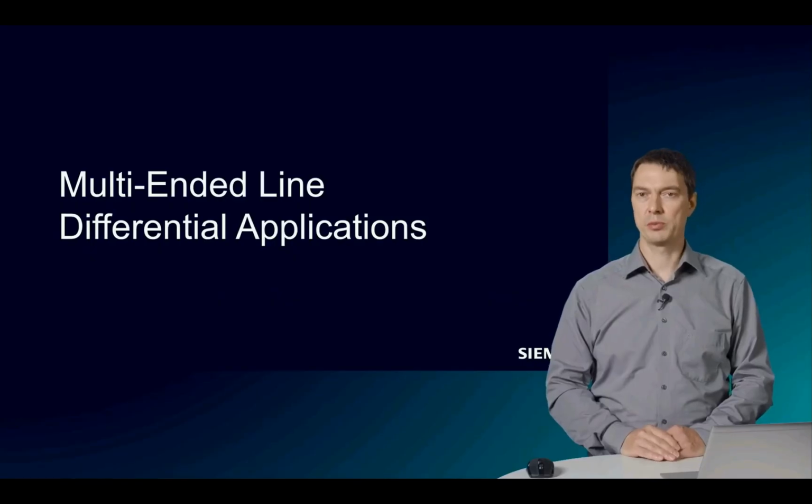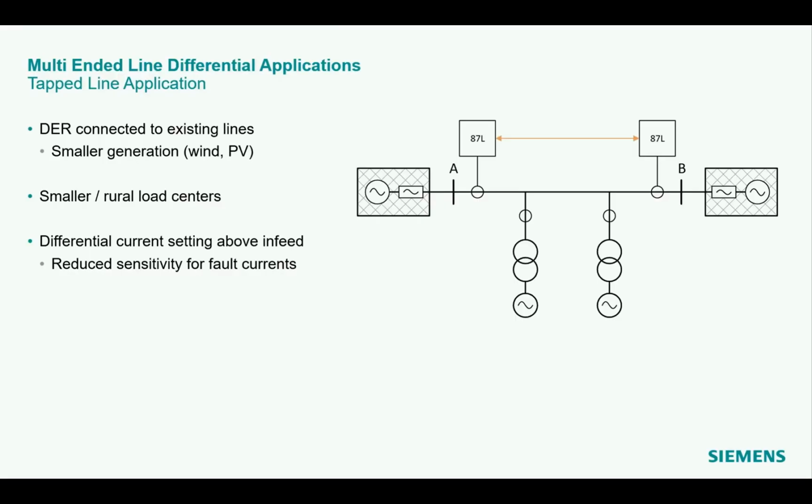In the next part, we will look at the special applications with more than 2 line terminals. Such a multi-ended line differential application could be required in case of tapped overhead lines. Distributed energy resources like wind or photovoltaic parks are often connected to existing overhead lines nearby. Also, smaller rural load centers are connected by tapping the line.